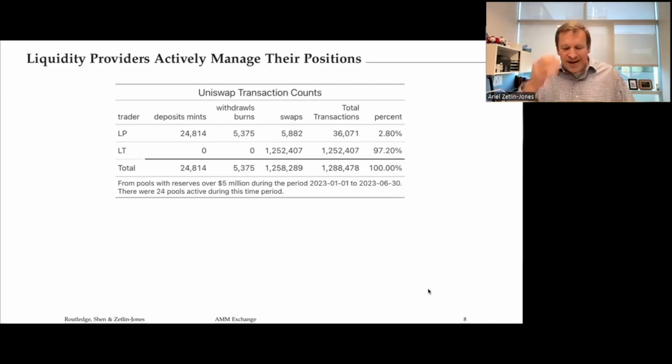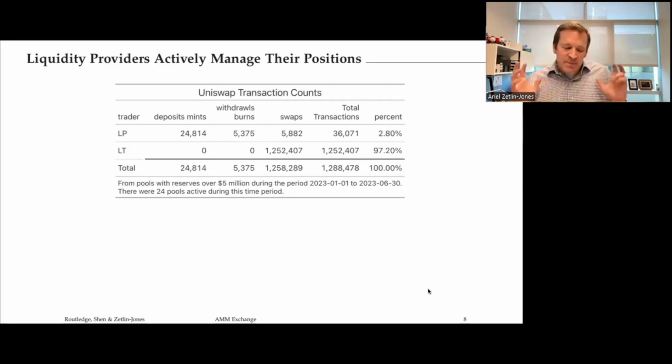So first, what am I going to do? I'm going to look at the largest 24 pools. These are pools that have reserves over $5 million worth of value over this 6-month period. So these are large, serious pools. They're not tiny meme tokens you've never heard of, okay?